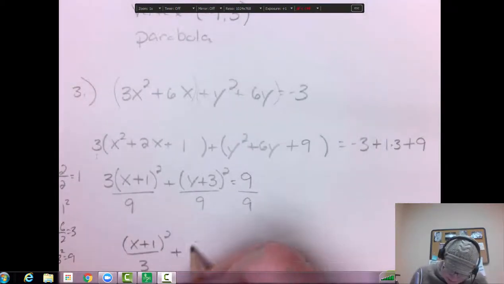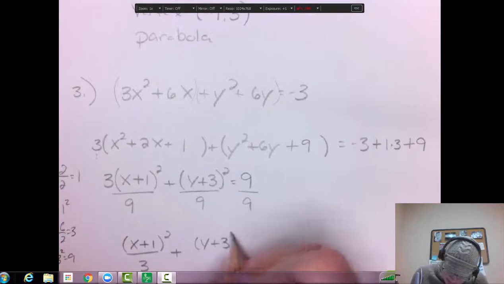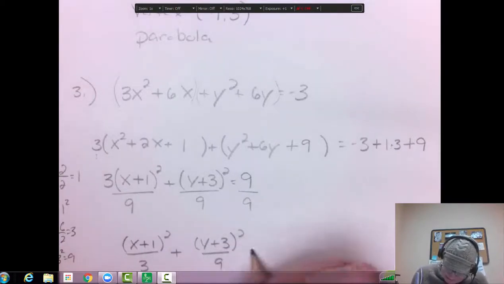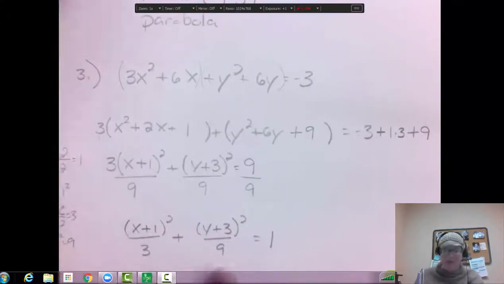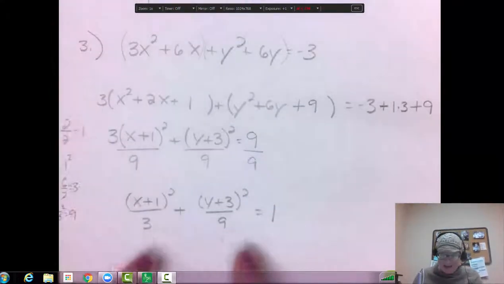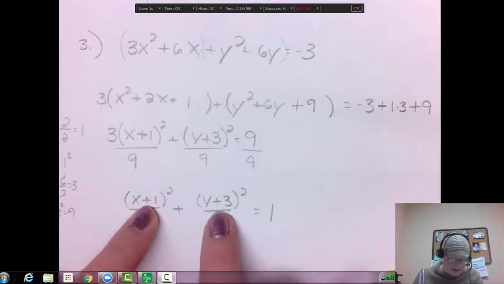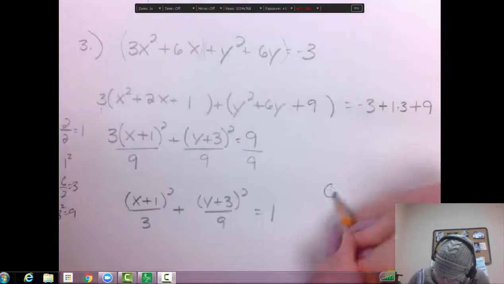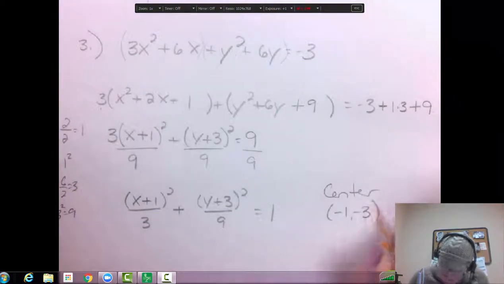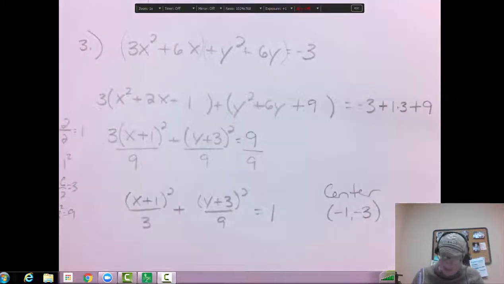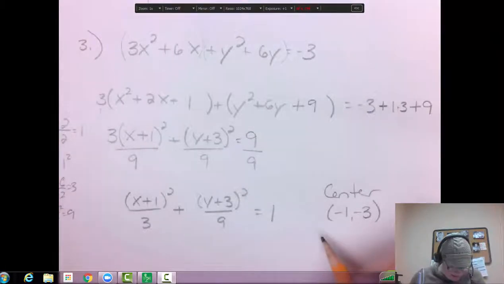And plus this one would be (y + 3)² over 9 equals 1. So this is an ellipse because the 3 and the 9 are different, and the center is at (-1, -3). So let's write this stuff down. The center is at (-1, -3), always the opposite of what you see, and it is an ellipse.